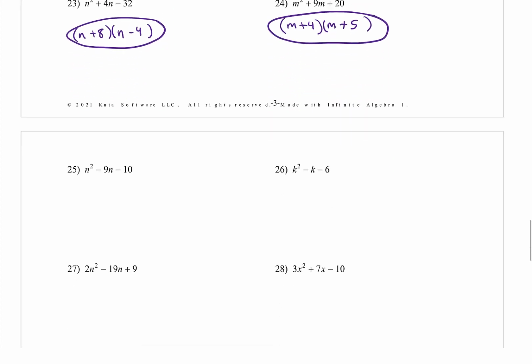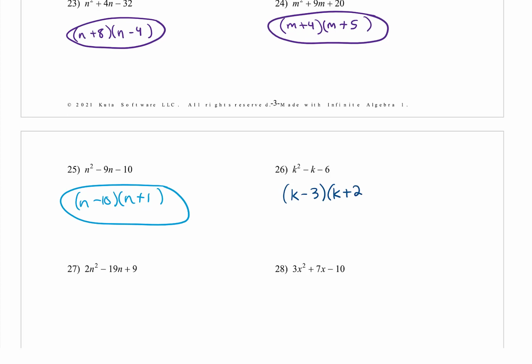2 more like this because I wanted to make sure we had lots of practice with positives and negatives. So n squared splits up into n and n. What multiplies to get negative 10 and adds to get negative 9, which is negative 10 and positive 1. On the next one, split up the k squared into k and k. And apparently I'm just going to go ahead and write the answer. What multiplies to get negative 6 and adds to get negative 1 is negative 3 and positive 2.